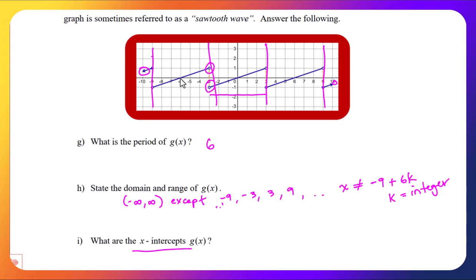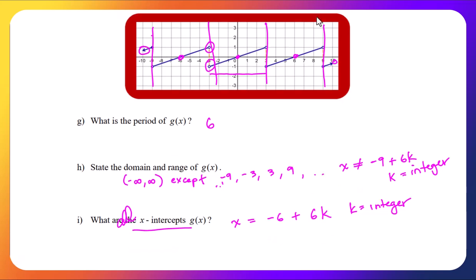The x-intercepts are -6, 0, 6. Here we go again. So x-intercepts are going to be, let's start at -6. And how far away is the next one? 6 and 6. And so 6k, every 6k, k has to be an integer. That's where all the x-intercepts are. All.